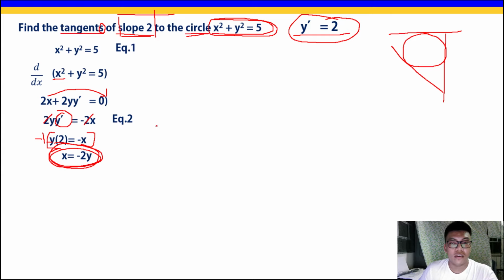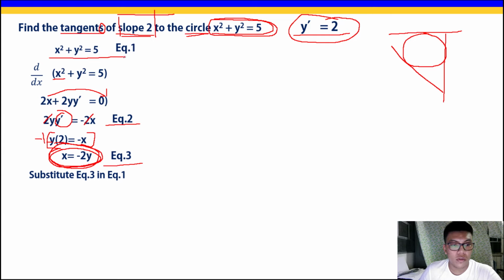So, now, we are solving for the value of y. Okay, so this will be our equation 2 and this one will be the equation 3. We substitute equation 3 in equation 1. So, ito yung ating equation 1. Ipasok natin yung ating equation 3 dyan. So, ang ating equation 1, x squared plus y squared is equal to 5. Diba? So, substituting the value of x here, yung value ng x natin nakuha dito. Okay, so makukuha natin ngayon.